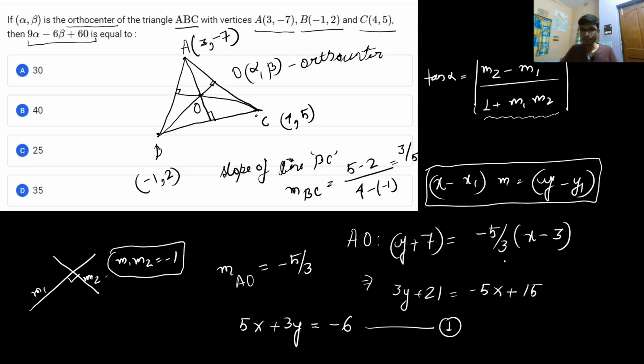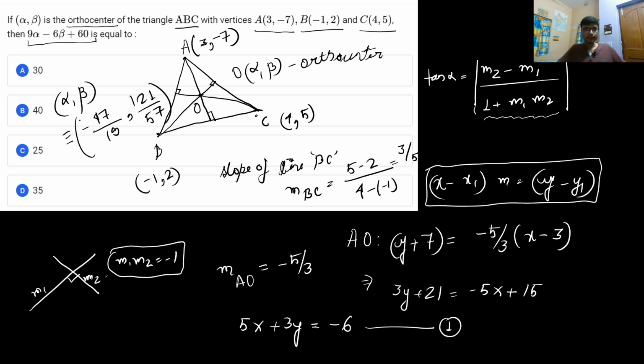So from here, the orthocenter, that is alpha comma beta, is equal to minus 47 by 19 comma 121 by 57. Okay, so from here I got the required value.